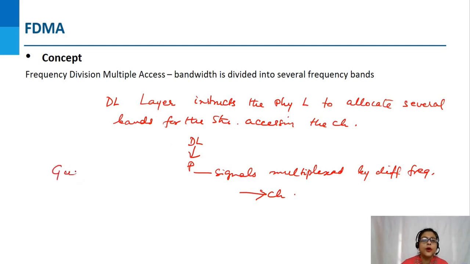One more important point is the concept of guard band. In between 2 frequencies, there should be a guard band delta F so that the frequencies F1 and F2 do not touch each other, and it removes the crosstalk.